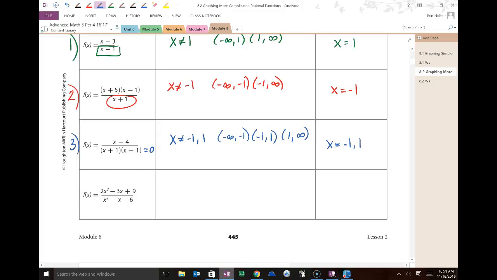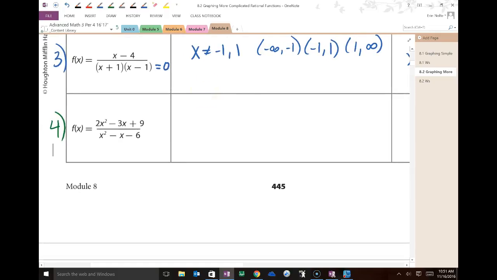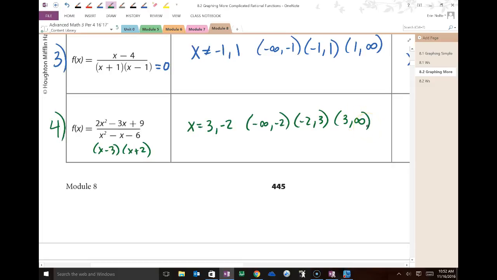Okay. So what if we have a scenario like number 4? What if it is written in standard form as opposed to factored form? You gotta factor it, right? Can you guys read that? What are two numbers that multiply to negative 6 and add to negative 1? So x minus 3 and x plus 2. So what are the values that x cannot be? 3 and negative 2. So the interval notation would be from negative infinity to negative 2, negative 2 to 3, and 3 to infinity. Okay, so again, you can see the 3 different pieces of this function.